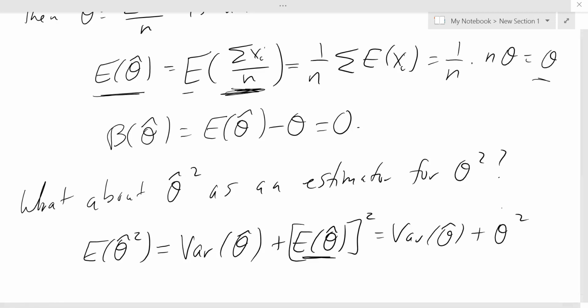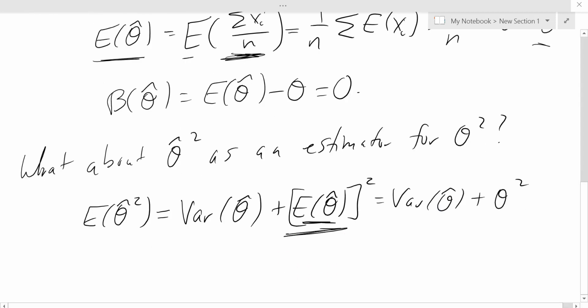I'm interested in the bias here. This is when I said, what about theta hat squared as an estimator for theta squared? I'm interested in the bias. If theta hat squared is going to be an unbiased estimator for theta squared, what's going to have to be true, looking at this formula? The variance would have to be 0, right? We agree with that?